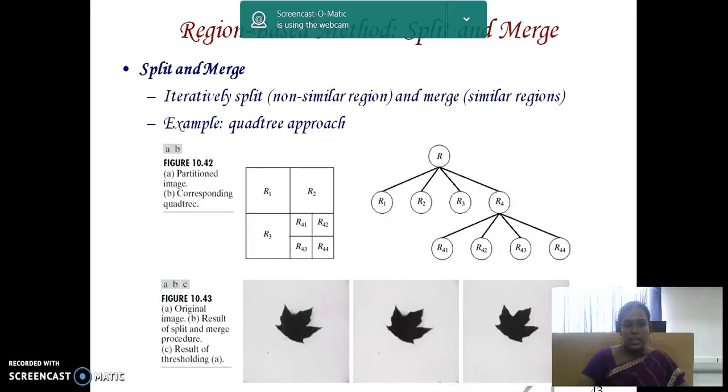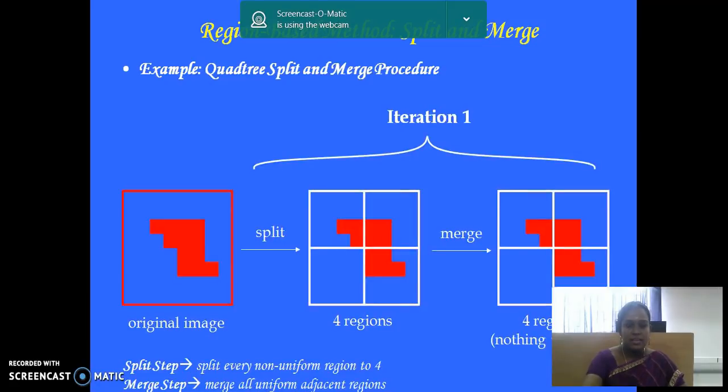Here is merging, splitting and merging. So I am using the quad-tree approach. I am going to divide the image region into 4 regions, R1, R2, R3 and R4. In R4 I have some region of interest, so I am going to further divide it into R41, R42, R43 and R44. So this is the result.